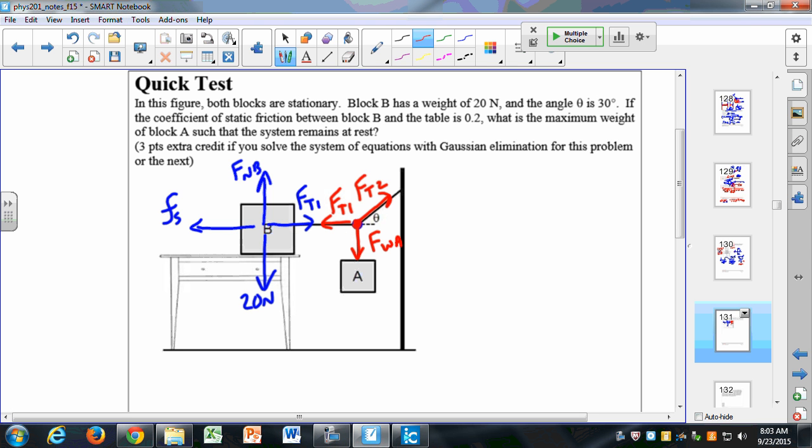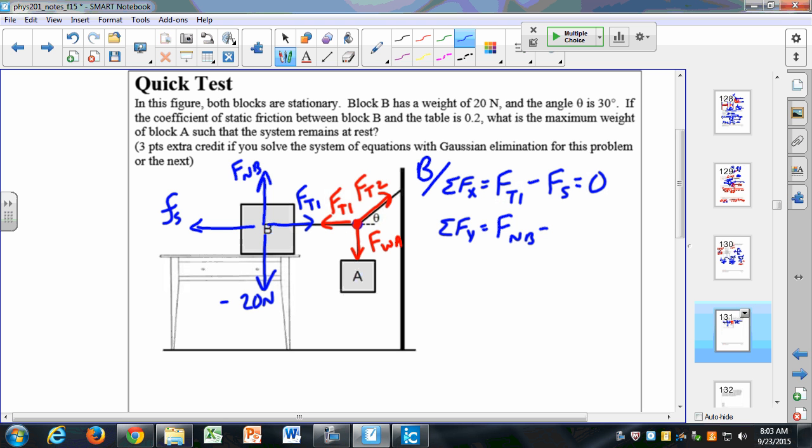I can apply Newton's second law for both of them. I'll do block B first. I can say the sum of the forces in the x direction is going to be Ft1 minus Fs, and this is going to equal 0. The sum of the forces in the y direction is going to be Fnb minus 20. I'm going to call this Fwb. You can put a number if you want, but I'm going to keep it at Fwb, and that's equal to 0 as well.